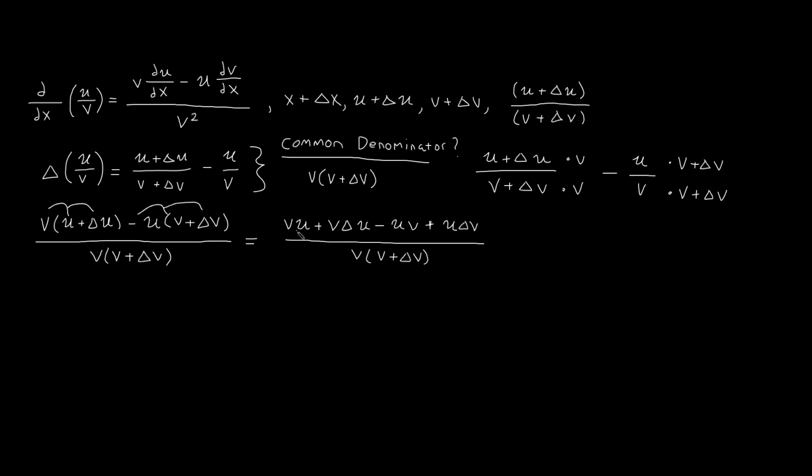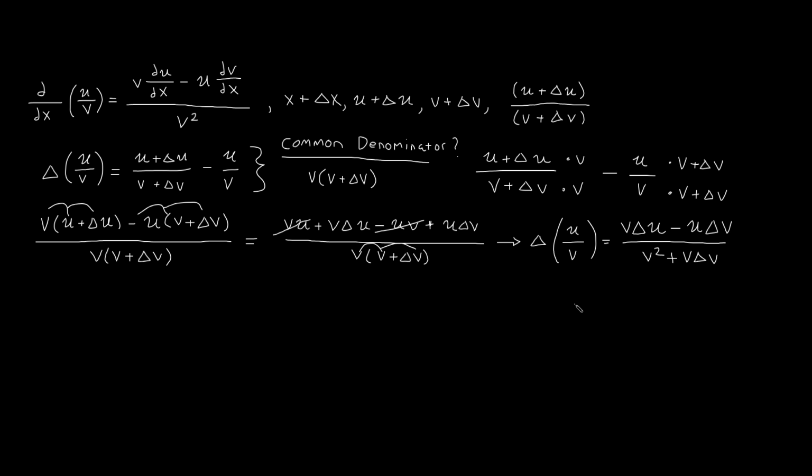And when we look at this, we can see that positive v times u is going to cancel with negative u times v all day. So we're done with that. Those cancel out. So I'm just going to clean this up a bit. I'm going to write that the change in u over v is going to equal v times the change in u minus u times the change in v all over v squared plus v times the change in v. I just went ahead and distributed that v in the denominator there.